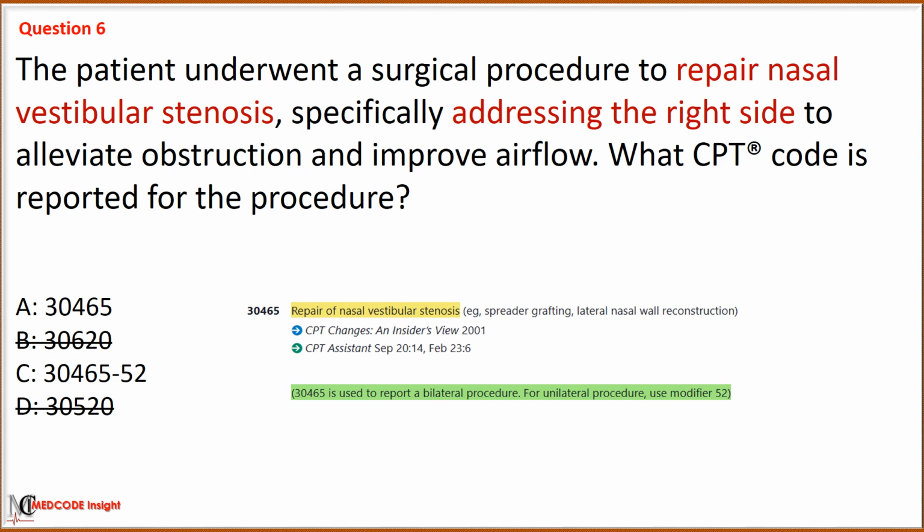In both options A and C, code 30,465 is used to repair the nasal vestibular stenosis. We refer to the parenthetical note below code 30,465 to select the correct option, which indicates that code 30,465 is used to report a bilateral procedure. For a unilateral procedure, modifier 52 should be used. Based on this note, the correct option is option C with code 30,465 along with modifier 52.